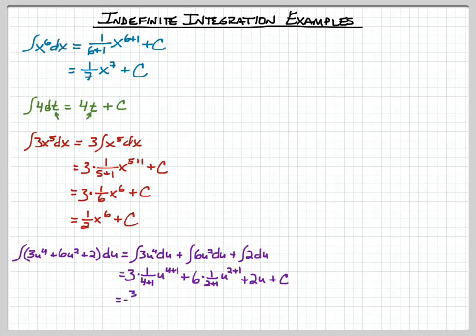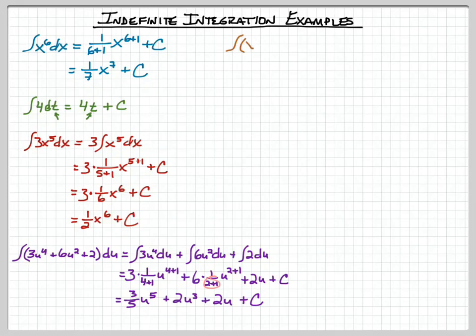Alright, so doing a little simplifying. 3 over 5, right? So just simplifying the fraction and the whole number there. We get u to the 5th power plus 6. Alright, 2 plus 1 is 3, so 1/3. So 6 times 1/3, that's going to give me 2. So 2u to the 3rd power plus 2u plus c. And there we go. So we have our indefinite integral of this function as well.